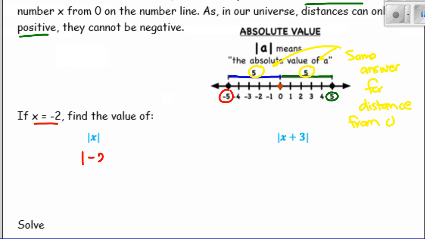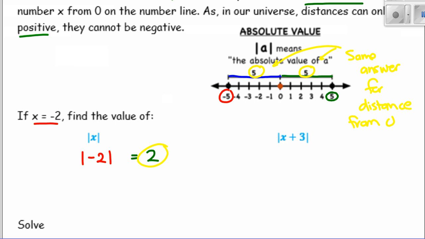And what's the answer to that? Is it negative 2? No, it's 2. So it has to be a positive answer. So if we put in positive 2 into the absolute value function, the answer still comes out as positive 2. You don't change the sign, you just make sure that your answer is a positive.